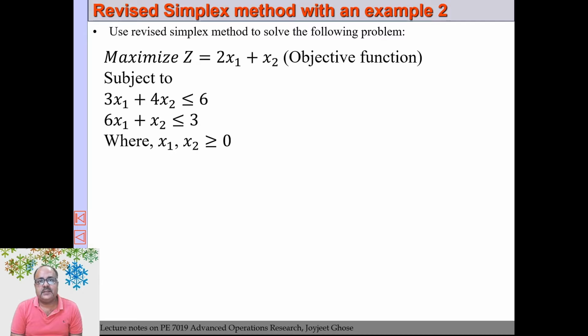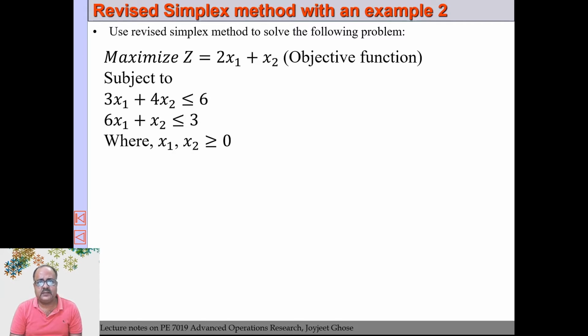In the last lecture, we discussed the revised simplex method with an example. In this lecture, we'll also discuss the revised simplex method with another example so that it becomes clear to you. So let's start. We'll start with the problem as given on the screen here.